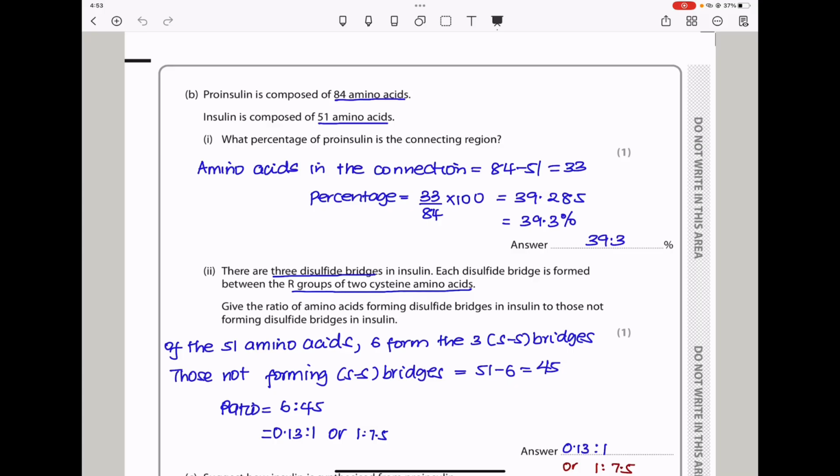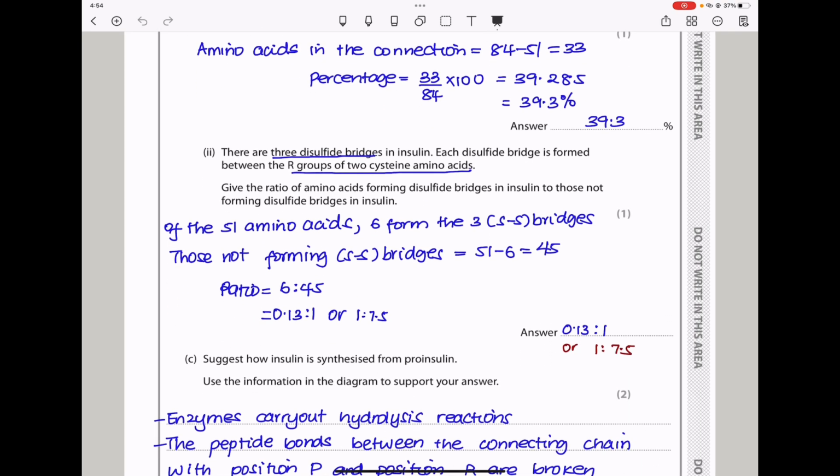Moving on. Here they say proinsulin is composed of 84 amino acids. Insulin is composed of 51 amino acids. What percentage of proinsulin is the connecting region? The number of amino acids in the connecting region are going to be 84 minus 51, which gives us 33 amino acids. And therefore the percentage is going to be 33 divided by those in the proinsulin, which are 84, times 100, and I got 39.3, which is my answer here.